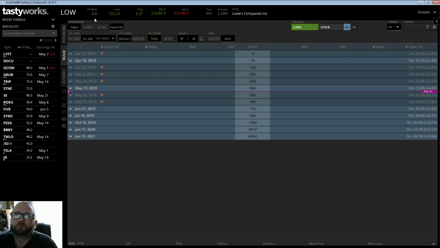So, one reason, sorry, back up. One reason I like Tasty is they show the IV rank. On Thinkorswim, you have to have a script, I believe, to find IV that is similar to what Tasty has. So it's a little bit harder outside of Tastyworks to find stocks with a high IV. But I do have a script that I could show you guys.